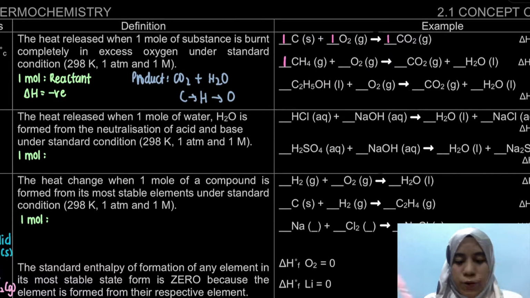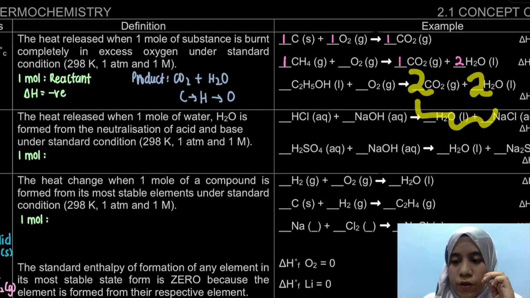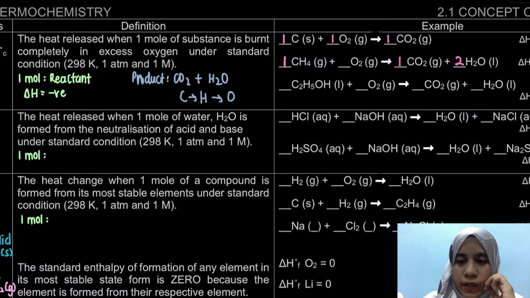Next, how to make it balance? First balance carbon. Here carbon is 1, here must also be carbon 1. Next, balance the hydrogen. Hydrogen here is 4, here is only 2. So we have to write down 2 to get 4 hydrogen. Last but not least is the oxygen. Here I have 2 oxygen, here I have 2 oxygen. So to get 4 oxygen, here we have to write down 2O2. Okay, so that's the second equation.